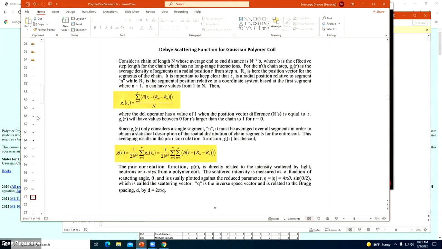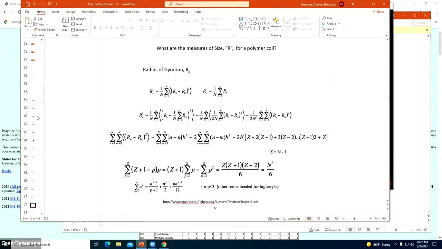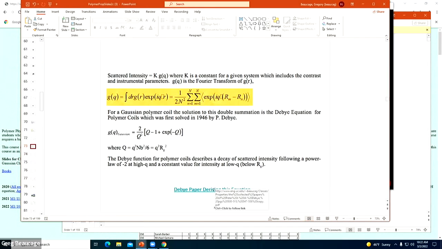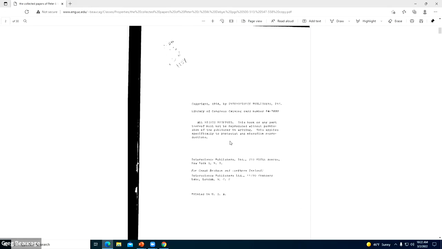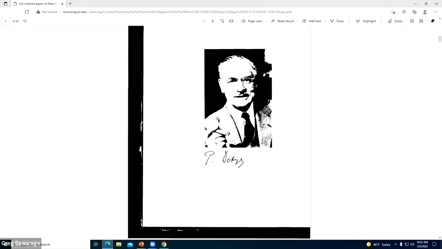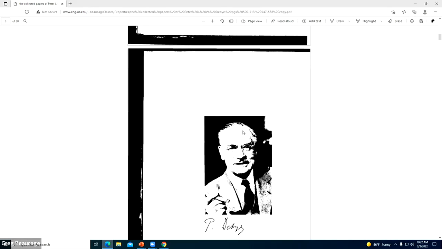So I went through radius of gyration, just superficially, more or less. But anyway, Dubai, again, during World War II, let's see, we can open this somewhere. Open link. So this is Dubai's collected works, from the 60s, I guess 54. That's Dubai. Dubai had this problem.